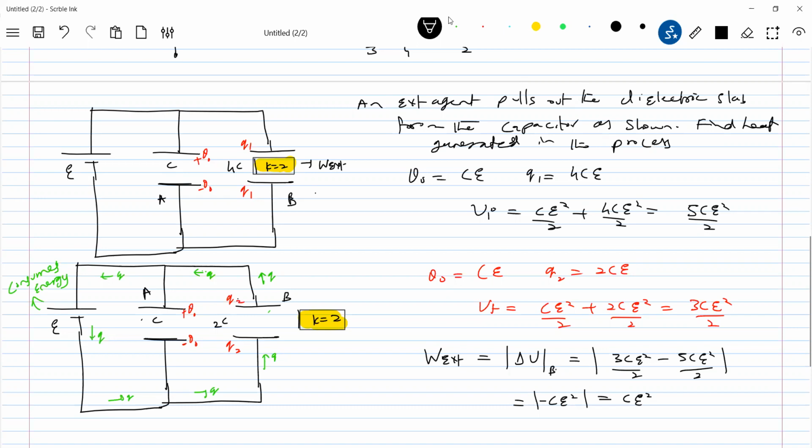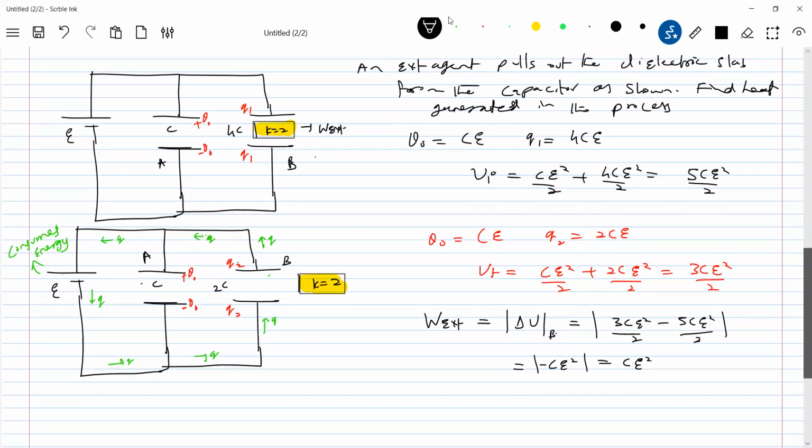So let's now write the equation for this one. Again, the same basic equation: initial energy plus work done by external agent plus work done by cell equals final potential energy of the system plus heat generated. This is a basic format you should remember whenever work is done. Initial energy we know; work done by the cell we will calculate. What is the work done by the cell? Minus Q into E. The value of Q should be equal to CE.